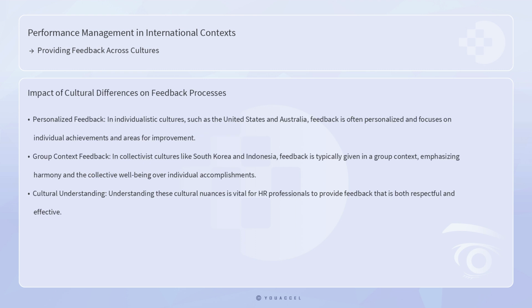Individualism versus collectivism also significantly impacts feedback processes. In individualistic cultures, such as the United States and Australia, feedback is often personalized and focuses on individual achievements and areas for improvement. However, in collectivist cultures like South Korea and Indonesia, feedback is typically given in a group context, emphasizing harmony and the collective well-being over individual accomplishments. Understanding these cultural nuances is vital for HR professionals to provide feedback that is both respectful and effective.